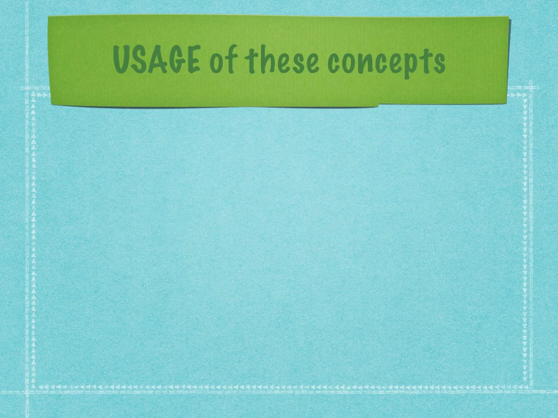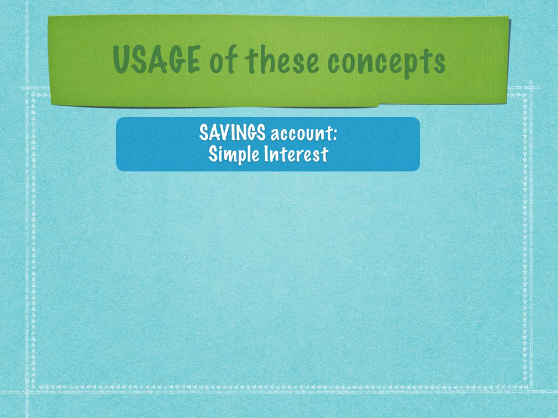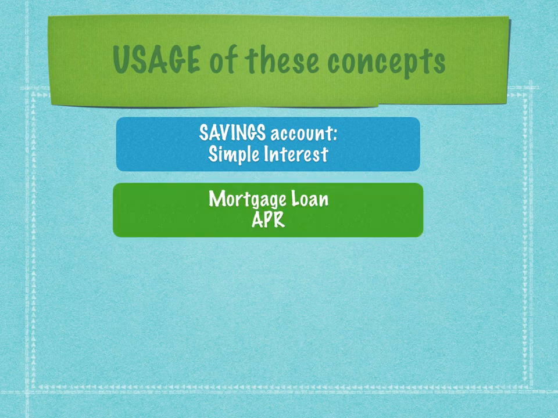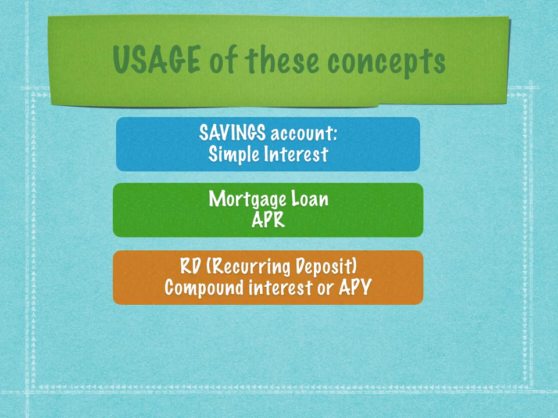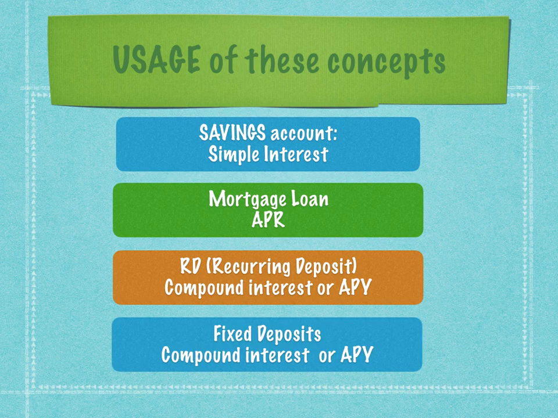How do banks use these concepts? Okay, simple interest, compound interest, APR, APY, etc. We'll see now. Savings account, interest is calculated on simple interest. Mortgage loan that you take for a home, the interest is calculated at APR. RD, recurring deposit, it is compound interest or APY. Fixed deposits, compound interest or APY.